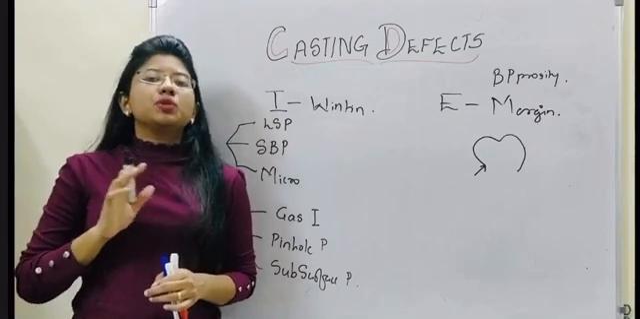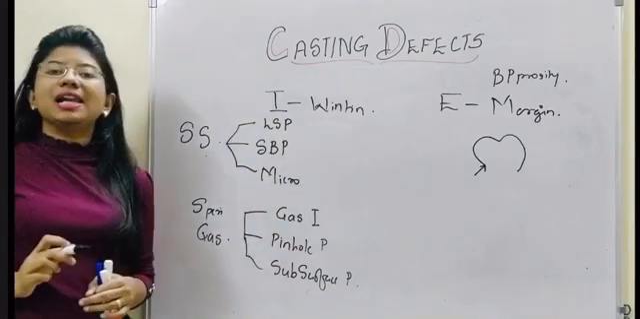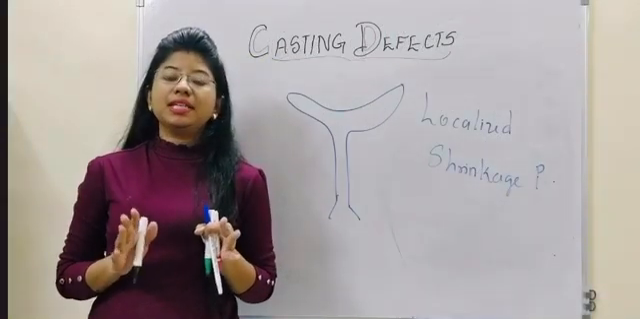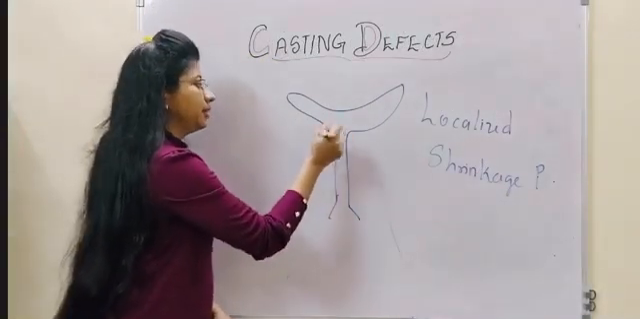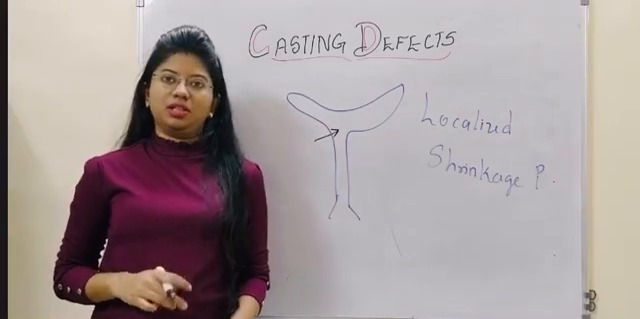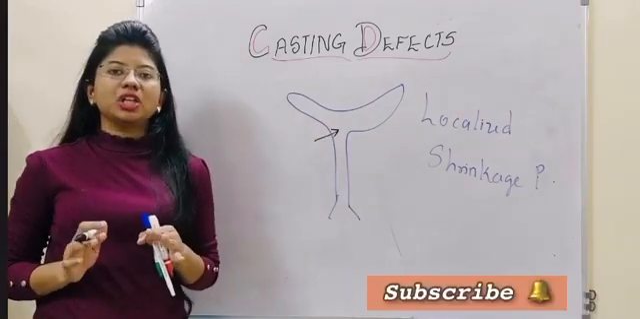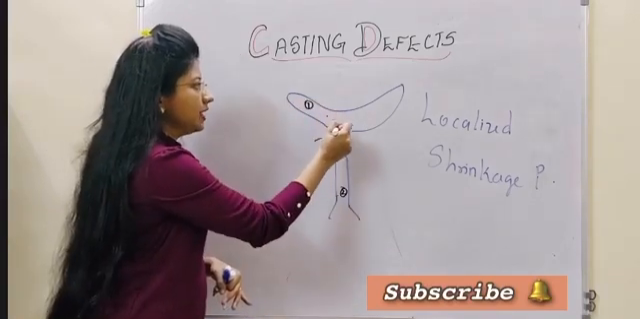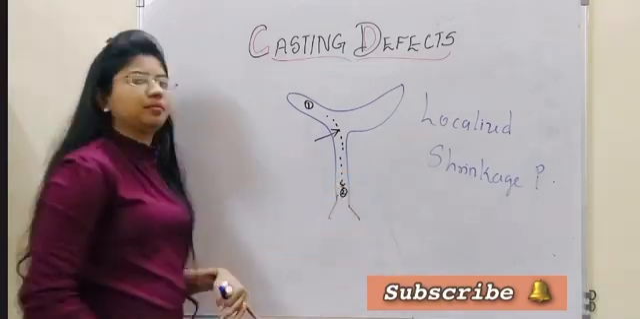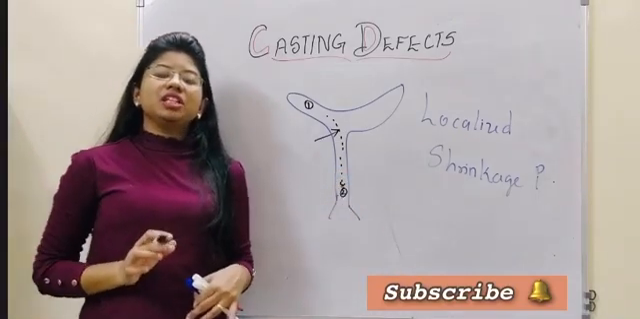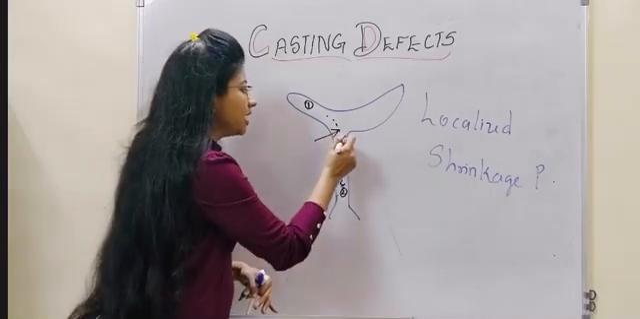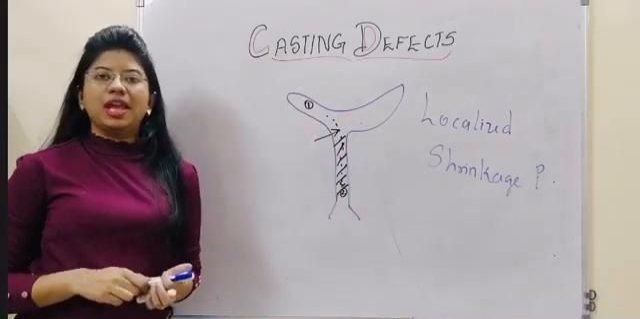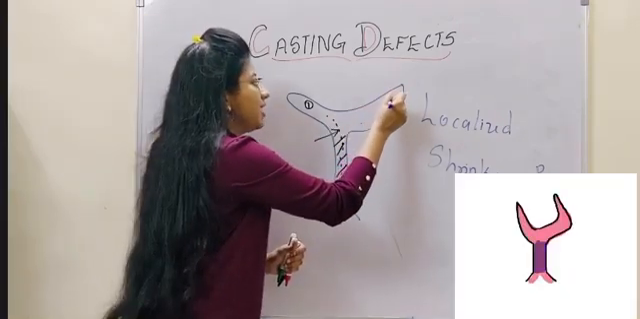The first porosity is the localized shrinkage porosity. Here a porosity is seen in this region. Why is the porosity seen in this region? In the ideal condition, solidification occurs first in this region and later on in the sprue, that is, the solidification occurs in this direction. But in localized shrinkage porosity, what happens? The sprue gets solidified first, before the crown portion, and this area solidifies later.